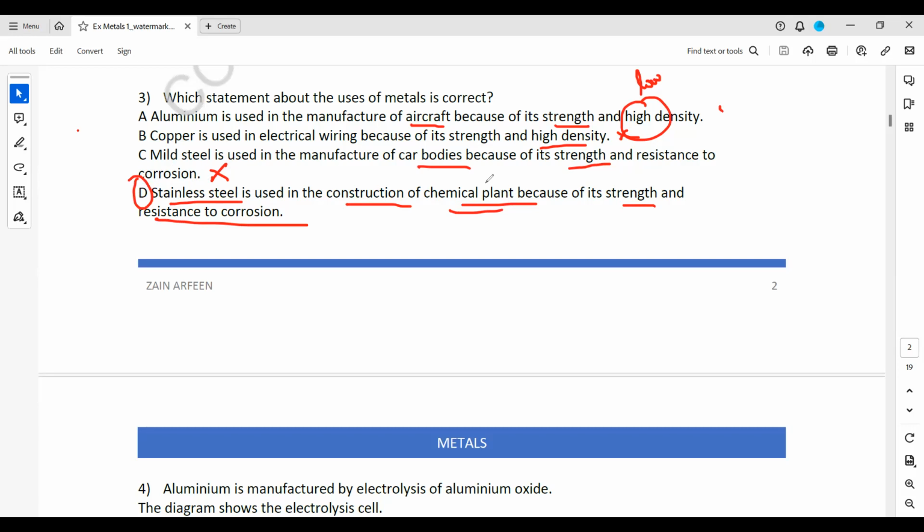Stainless steel is iron, nickel, chromium. Carbon is totally removed from it.